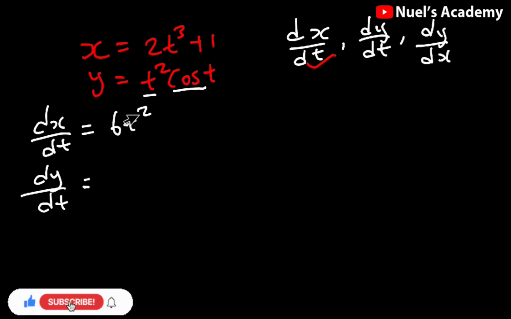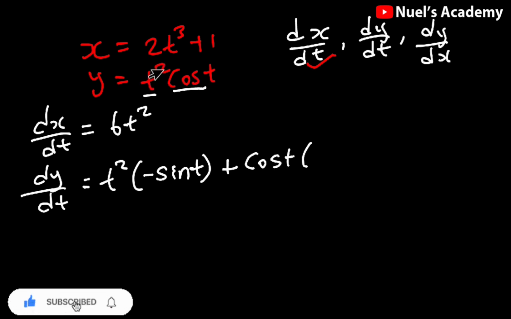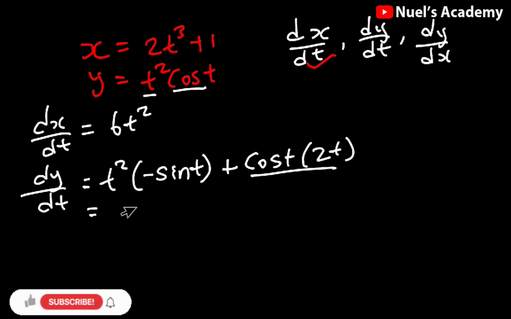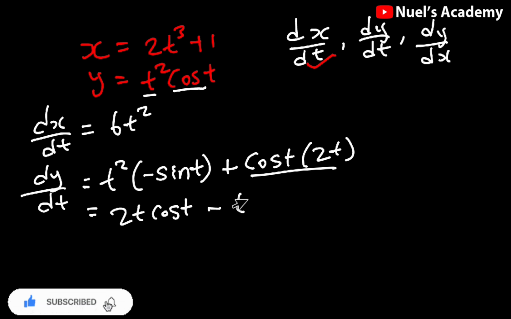So this is how it goes. We are going to keep t squared constant. We have t squared, then if you differentiate cosine t, you're going to get minus sine t. Then plus, we're going to keep this cosine t constant. We have cosine t and then differentiate t squared. If you differentiate t squared, you're going to get 2t. So this is going to be equals to 2t cosine t, then this minus here, we bring it out, then minus t squared sine t. And so this is the answer for this one.